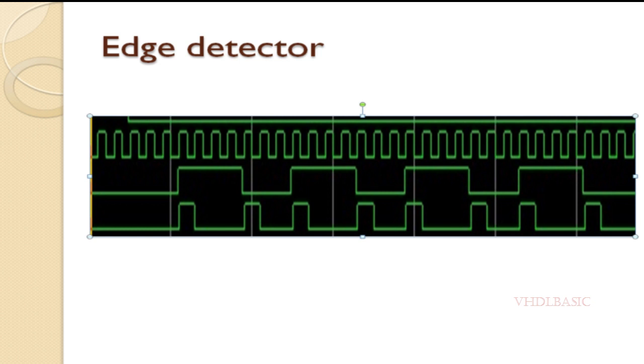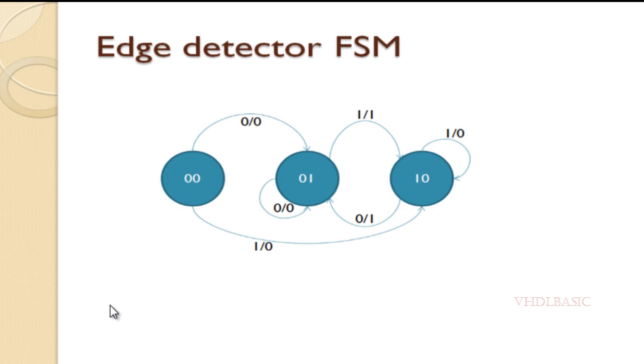So this is the state machine to detect the edge in digital signals. Initially the state will be in the idle state. If the input signal is low, then it will go to the rising edge detect state. If the input signal value is 1, at that time it will go to the falling edge state.